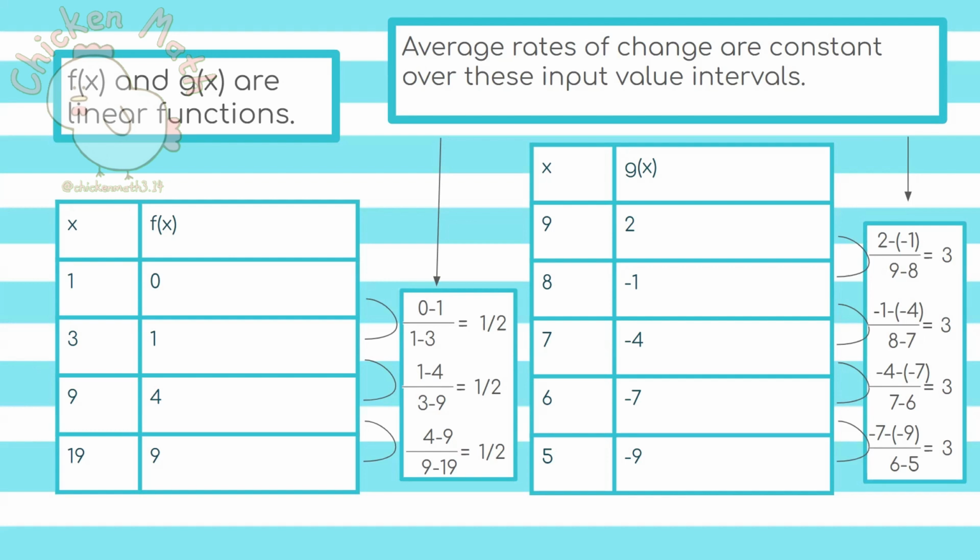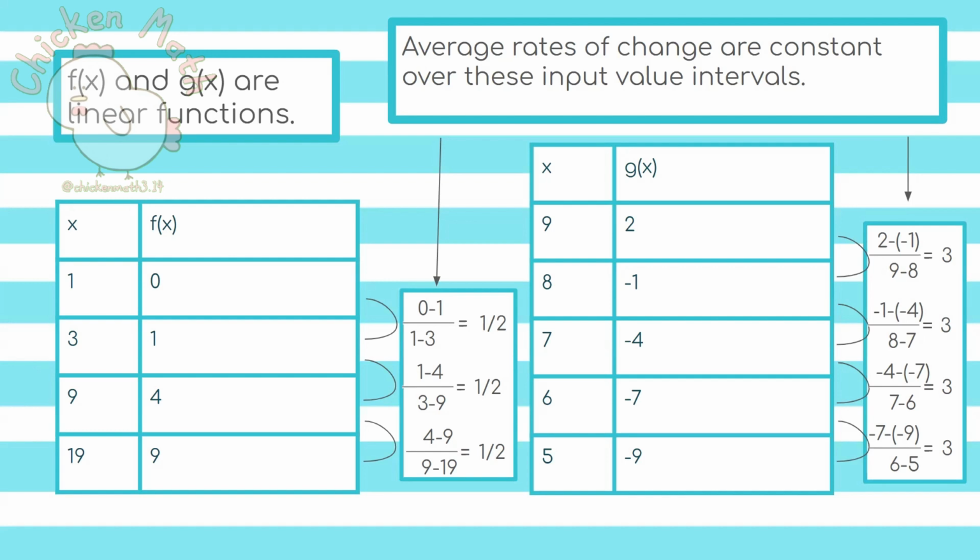Now we'll find the average rate of change for the next input values, 3 and 9. We find the change in the outputs, which is 1 minus 4, over 3 minus 9, and we get 1/2. Then we do that for the last example, and we also get 1/2. Since the average rate of change is 1/2 for all of these, we can determine that this function is a linear function. And then here, g of x is another example.